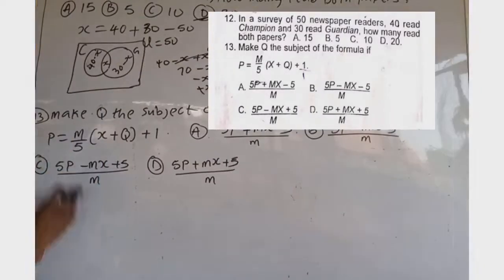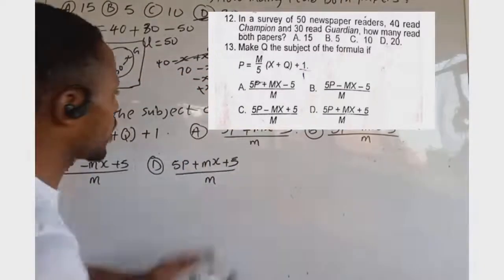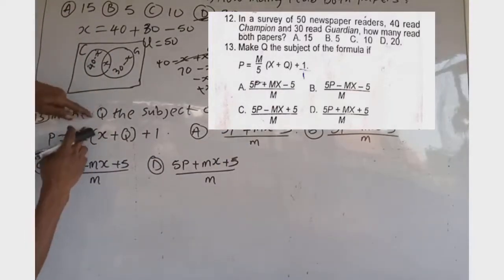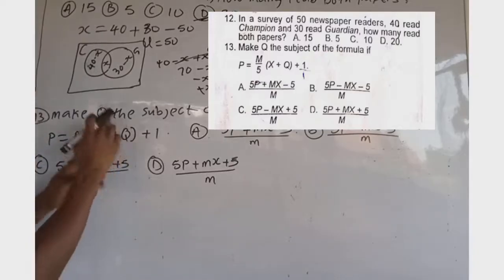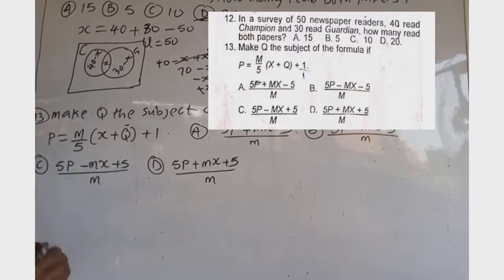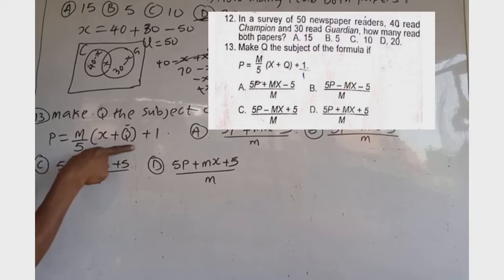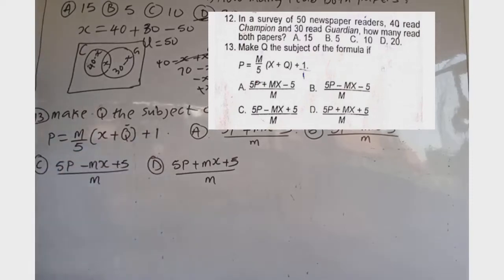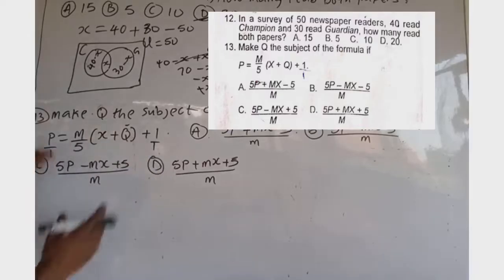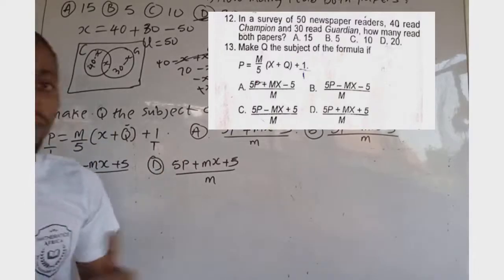So this question states: make Q the subject of the formula if P is equal to m over 5 into bracket s plus q close bracket, plus 1. We want to make this q the subject of the formula. So the first thing to do here: we have P here, we have m over 5 here. This place is in form of a fraction, this one is not. You can introduce over 1 to it to make everything in form of fraction.